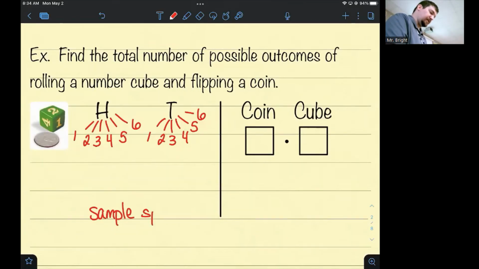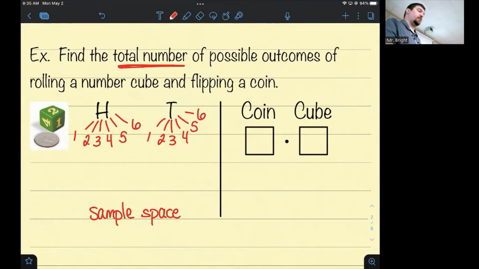Anytime you're asked for the sample space, make a diagram or make a list. If you don't like tree diagrams, you can make a list. I like the diagrams because I can just do the letters and the numbers, and we know that H3 means heads 3. If you're just asked for the total number, and not the sample space, then you don't have to do the sample space. You could just use the fundamental counting principle.